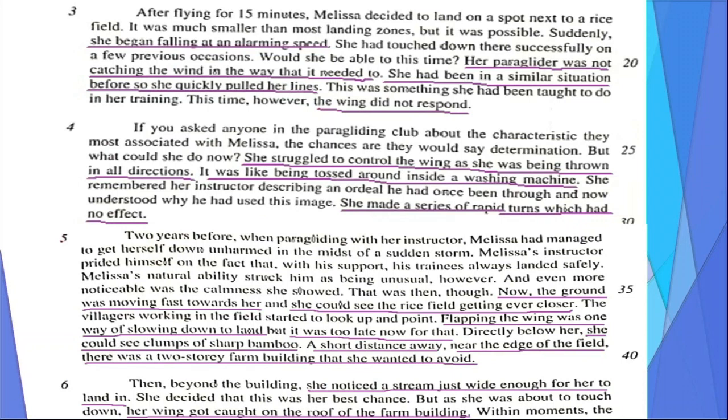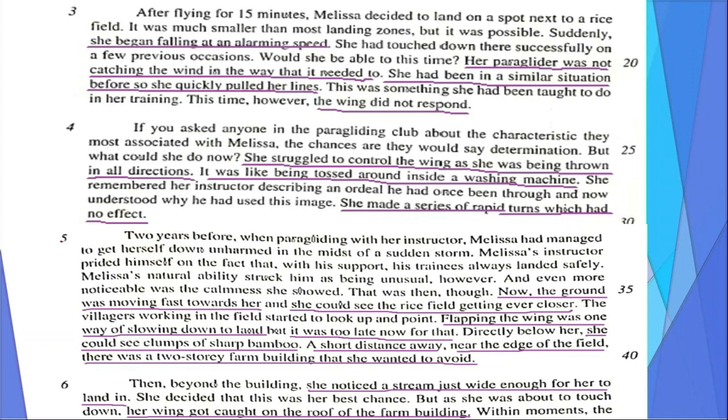Flapping the wing was one way of slowing down to land, but it was too late now for that. Okay, let's underline that because it sounds like something that she would do to overcome the problem, but the problem is it was too late. So let's underline both of the points. Directly below her, she could see clumps of sharp bamboo. That is another problem. It is dangerous to fall on clumps of sharp bamboo.